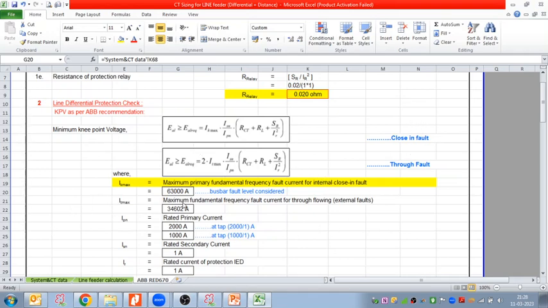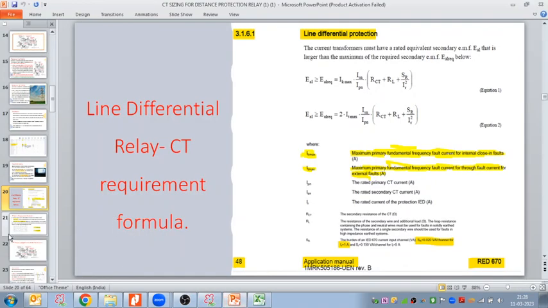So IK max is 63 kiloampere. IT max is the through fault current calculation, so now we will discuss how to calculate it. Yesterday we wanted to calculate the through fault current only. So 63 kiloampere is my substation fault current, which we are considering as the closing fault current, and IT max is the through fault current, which we have to calculate based on the protected line impedance.